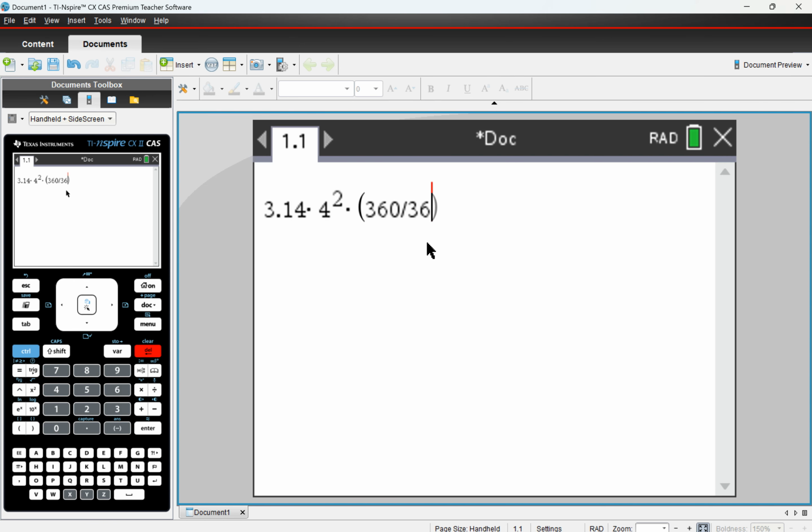But if you can do a template, then it's easier to visualize it. So it just looks like 360 over 360. Okay, so if you can't do the fraction template, you can do 360 divide 360, but make sure to put a bracket around it. All right, let's see my answer.